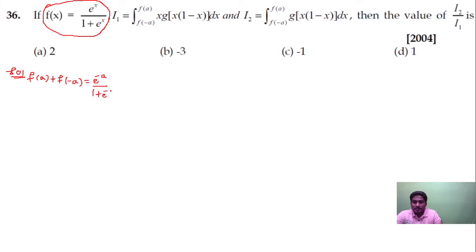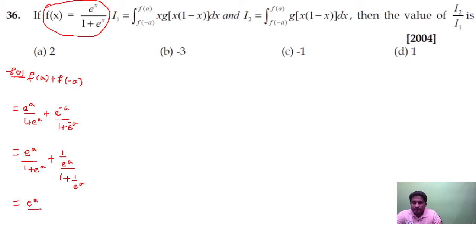Now f of a plus f of minus a, if I substitute: f of a will be equal to e to the power of a upon 1 plus e power a, again e to the power of minus a upon 1 plus e power a, e power minus a. So this is e to the power of a upon 1 plus e power a, 1 by e power a upon 1 plus 1 by e power a. So this is e to the power of a divided by 1 plus e power a, 1 by e power a goes to the numerator, e power a divided by e power a plus 1.